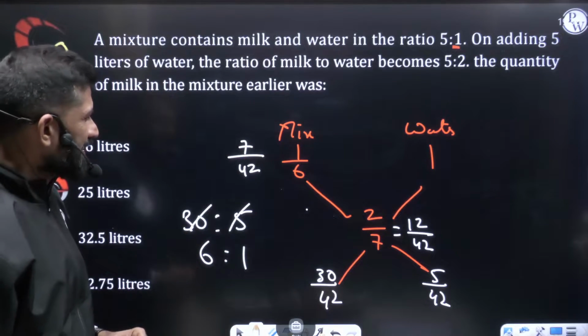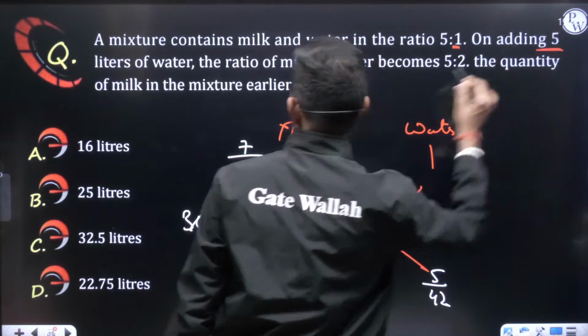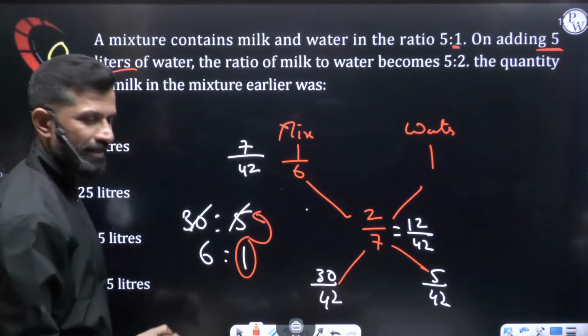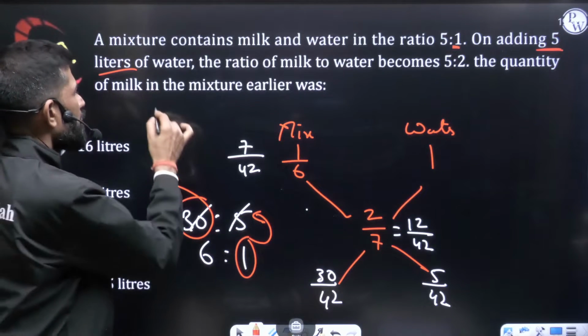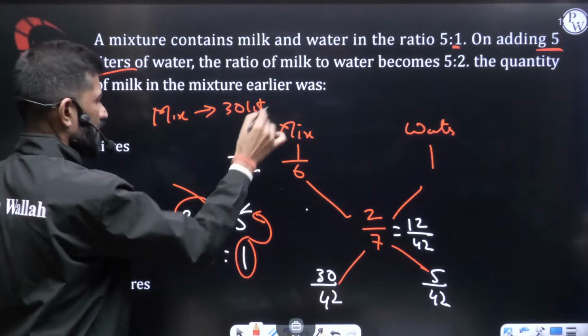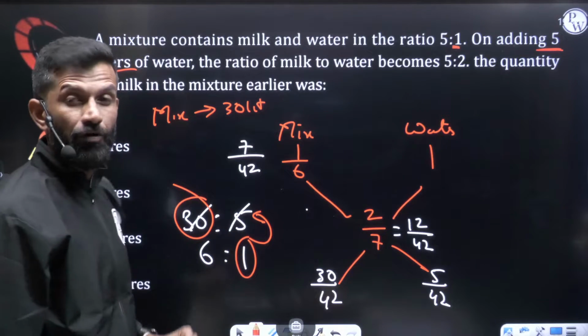Now what they are saying, water is actually not 1 liter. They have clearly given that they are adding 5 liters. So if you make this 5, it means this should be 30 liters. So the mixture was total how much? It was 30 liters. If it is some other number, you can multiply by that constant on both sides. Now the mixture is 30 liters.